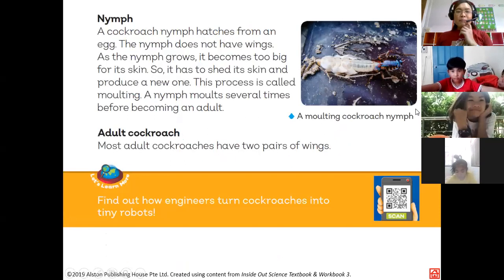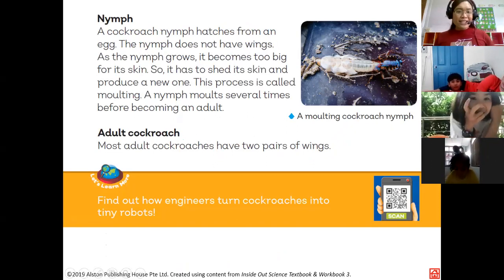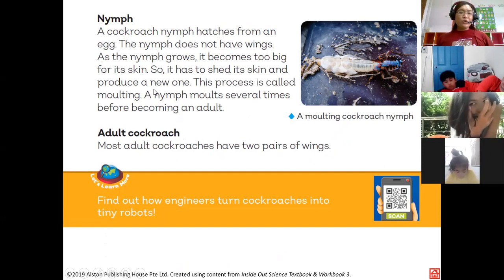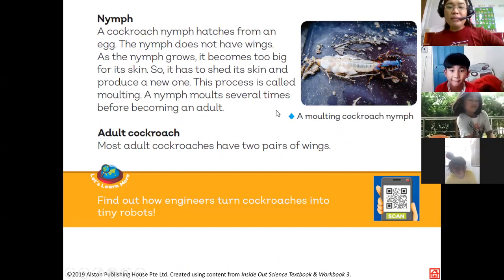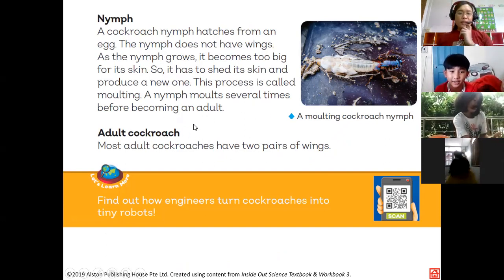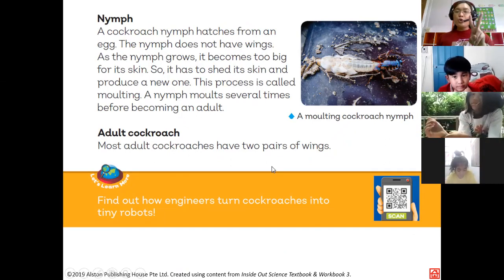So this is the nymph, okay? A cockroach nymph hatches from an egg. The nymph does not have wings. As the nymph grows, it becomes too big for its skin. So it has to shed its skin and produce a new one. This process is called molting. A nymph molts several times before becoming an adult. And after that, most adult cockroaches have 2 pairs of wings.